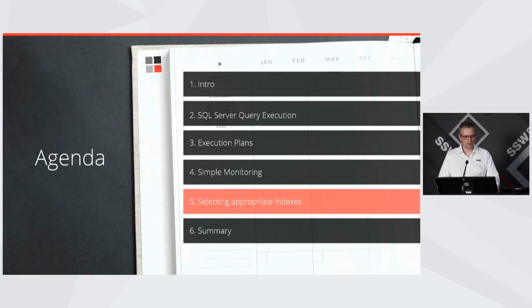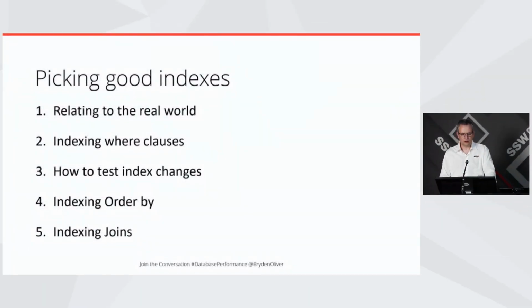But now we'll get up to what you can do. So far all we've figured out is what is causing our SQL Server performance issues. We've still got no idea what we're going to do about them. So now we're going to get into that. We're going to try and pick some good indexes and try and get that sort of performance improvement.